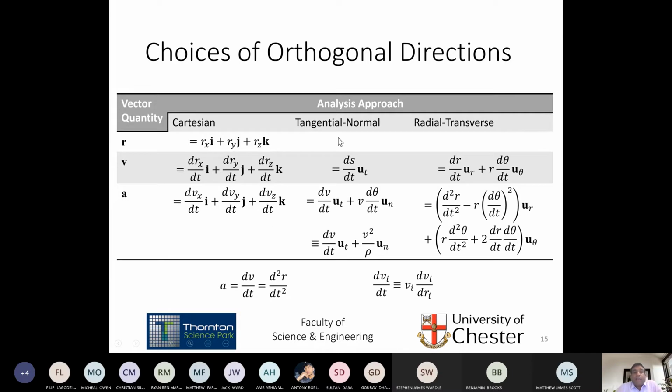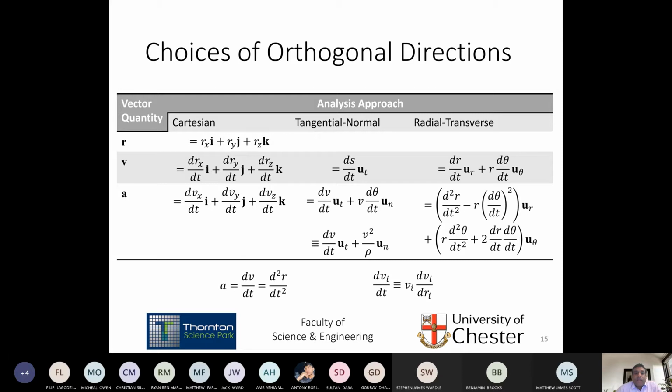Now instead of Cartesian coordinates, we might have tangential and normal coordinates. For instance, if you have a ball that is rotating in a circle around the center, we can have tangential velocity for that and normal velocity that is directed towards the center of the circle. In that case, the velocity works out to be ds dt in the tangential direction, ut, and in the normal direction, the velocity is 0.